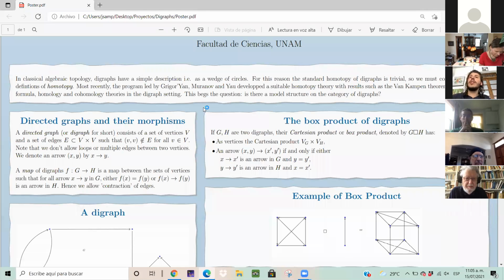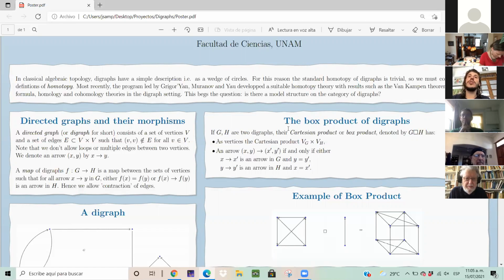We also need to make clear what kind of product we're going to use. So we would like to mimic the constructions of algebraic topology. So we need a line element, which is going to be given by the line digraphs, and we need a sort of product. So the product we're going to work with is called the box product of digraphs.